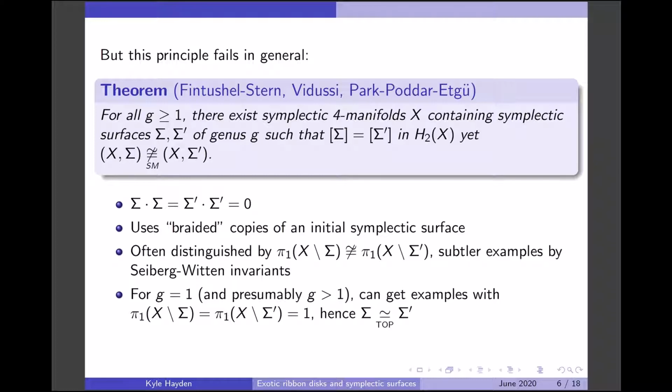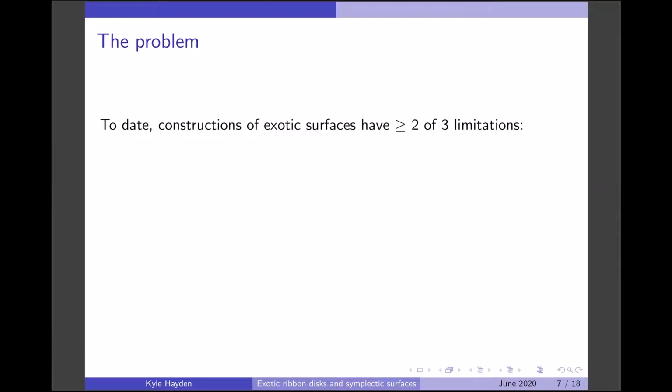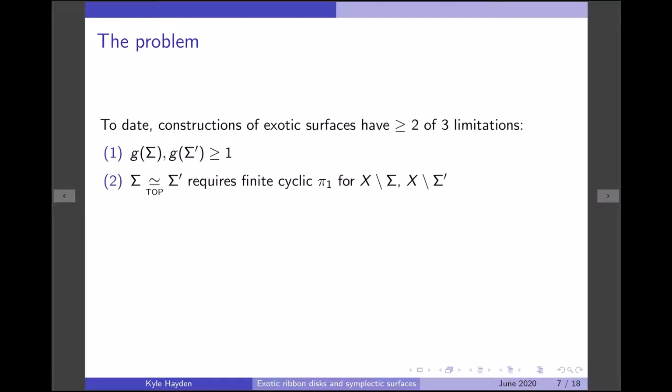Okay, so where does that leave us? The problem that I want to state today is that to date, all the constructions of exotic surfaces have at least 2 out of the following 3 limitations. What are those? Well, 1, the surfaces are required to have genus at least 1. 2, to conclude that there is some topological isotopy between the surfaces, generally we require that the surface complements are either finite cyclic or simply connected. And finally, even if one surface is symplectic, in general you can't make the other surface symplectic. So existing constructions have at least 2 of these 3 limitations, if not more.